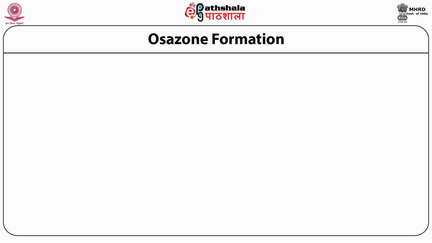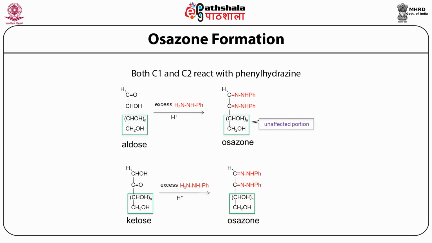The other test specific for sugars is called the Osazone test, which was discovered by Emil Fischer, and it makes use of the compound called phenylhydrazine. So an excess of phenylhydrazine in the presence of acid, hydronium, is added to a solution that contains an aldose or a ketose sugar, and what you end up getting is a double phenylhydrazine derivative of the aldose or ketose, and this double phenylhydrazine derivative is called an Osazone.